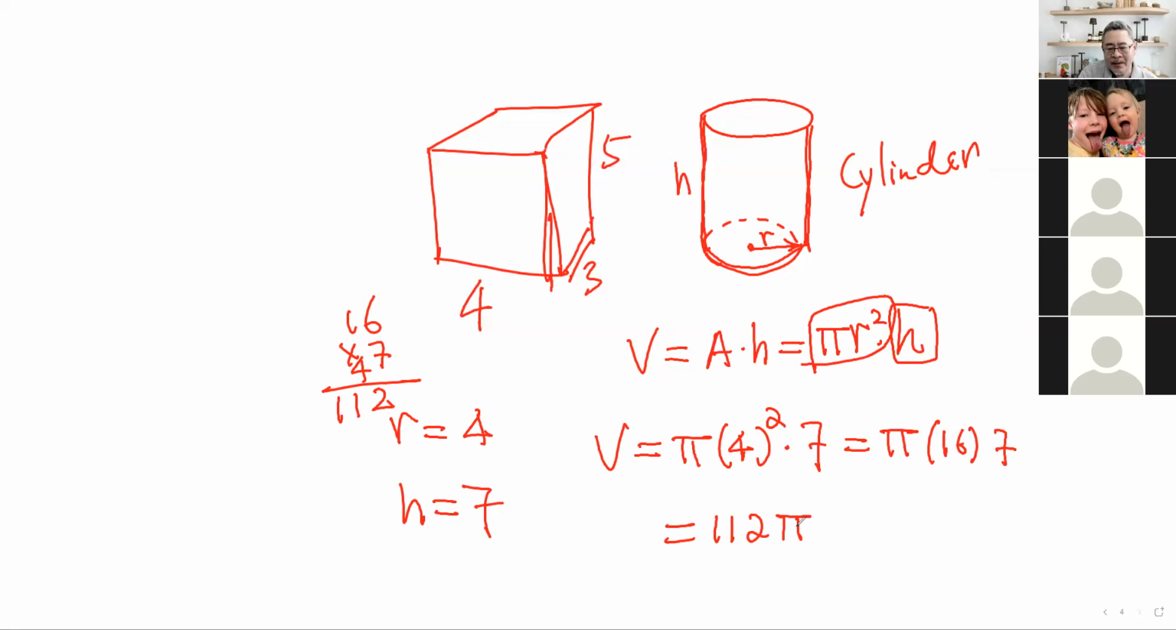Okay, here's a practice problem for you. We've got a cylinder. Our r is 5, our height is 3, and see what you get.